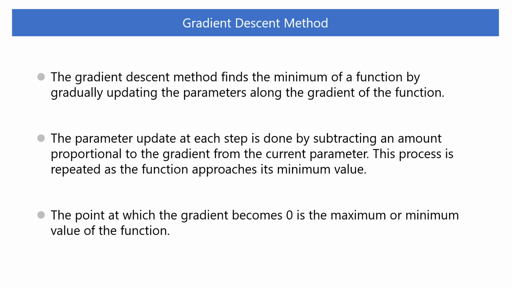The gradient descent method is an optimization algorithm for finding the minimum of a function. It finds the minimum of a function by gradually updating the parameters along the gradient of the function. The parameter update at each step is done by subtracting an amount proportional to the gradient from the current parameter. This process is repeated as the function approaches its minimum value. Then, the point at which the gradient becomes zero is the minimum or maximum value of the function.